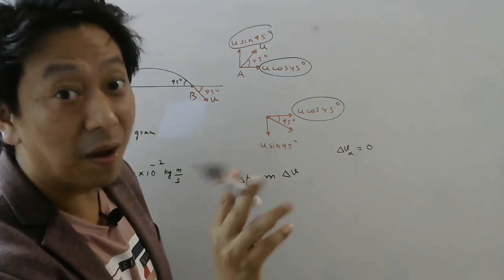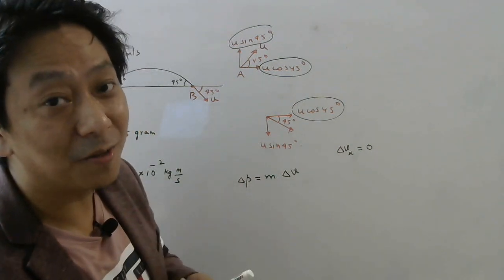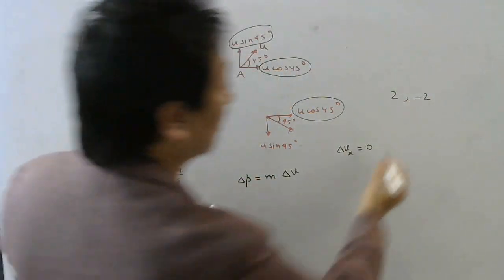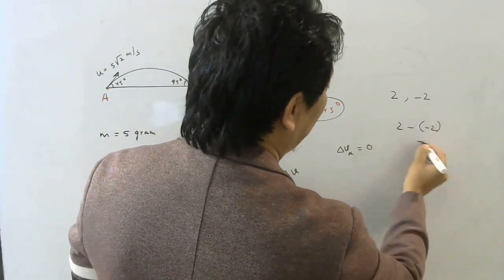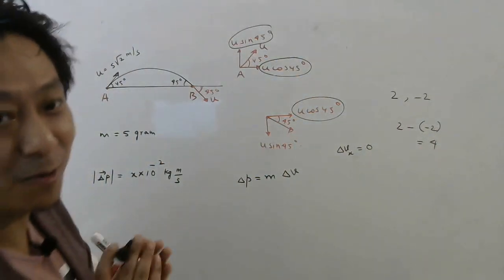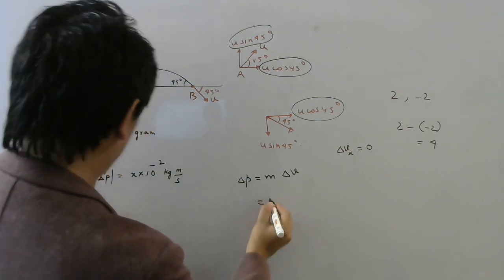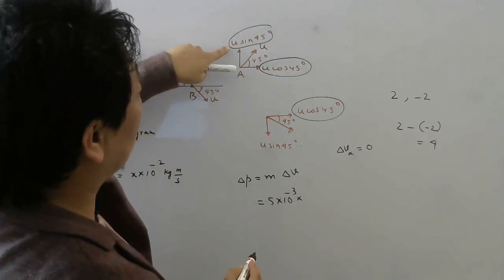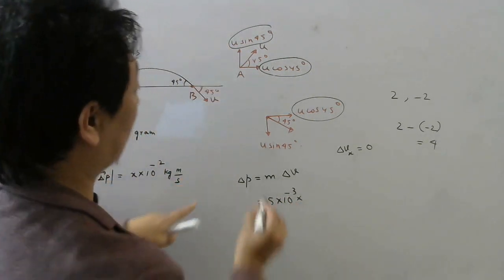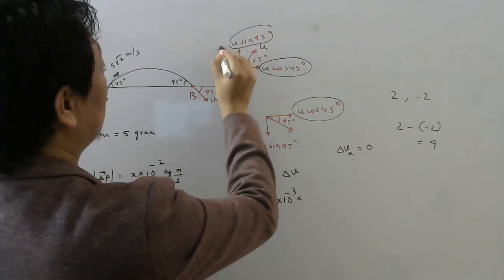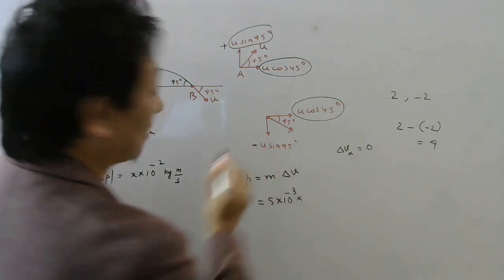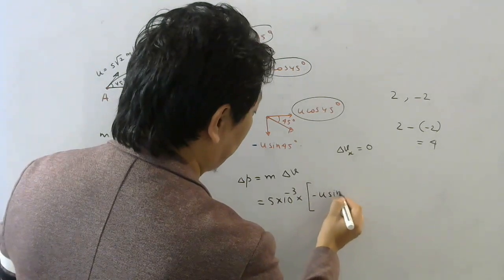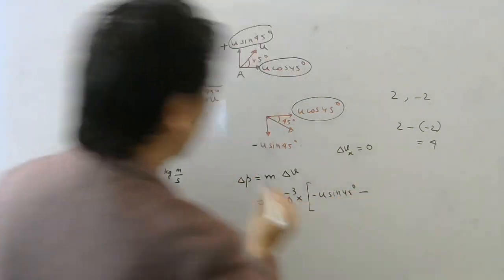But if 2 becomes minus 2, what will be the change in magnitude? If 2 becomes minus 2, what will be the change? 2 minus minus 2, that will be 4, isn't it? If the magnitude only I ask. So mass is 5 gram, means 5 into 10 power minus 3 kg. This u sin 45 has become minus u sin 45. So u sin 45 up. If I choose this plus, this will be minus, isn't it? So change in velocity will be final velocity minus initial velocity.